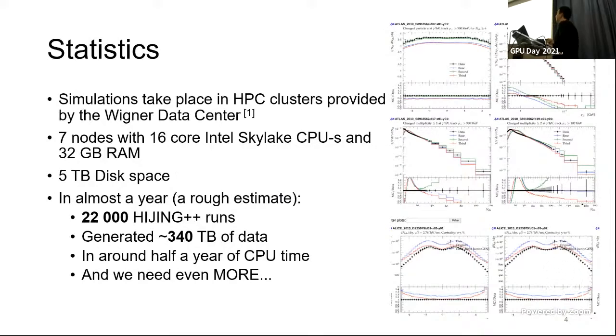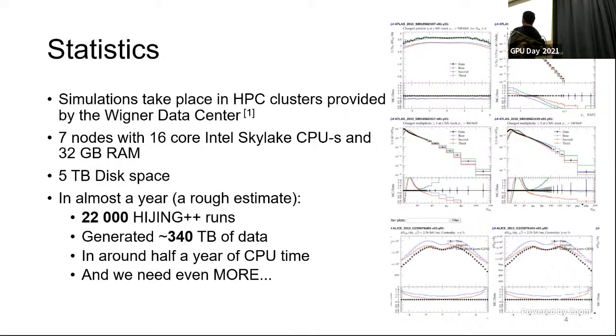The simulations took place in the high-performance computing clusters provided by the Wigner data center. We have 7 nodes with 16-core Intel Skylake CPUs, each with 32 gigabytes of RAM. We can see some of the outputs of HIJING++ in combination with the Rivet tools that it had to generate.